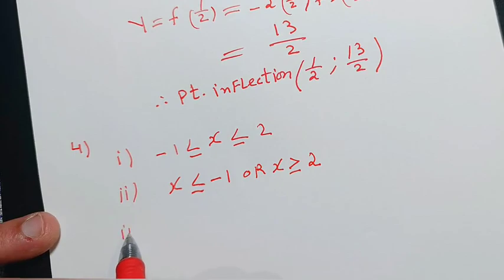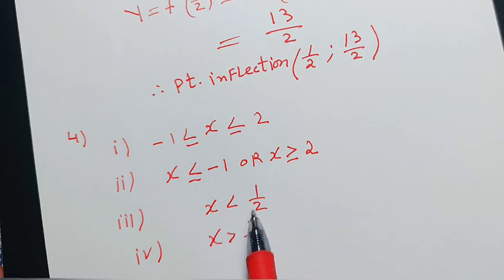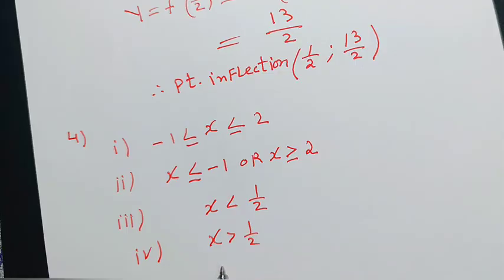Now the third question is where is the graph concave up. So the graph is concave up, x less than 1 over 2. From the point of inflection we're going to give the answer, the graph is concave up. And let me choose another color, and from here concave down. From the point of inflection we're going to give the answer, the graph is concave down, x greater than 1 over 2, the graph is concave down.